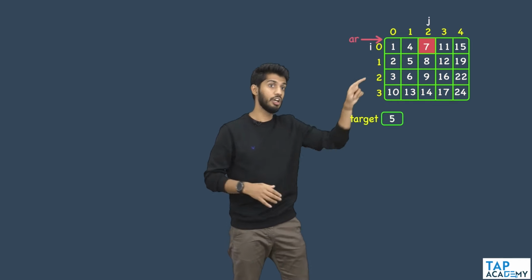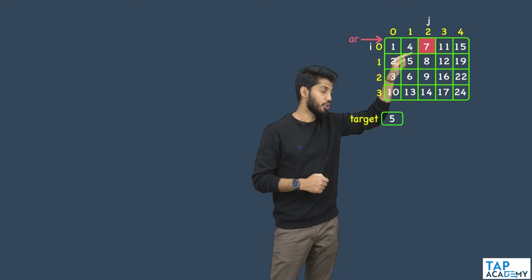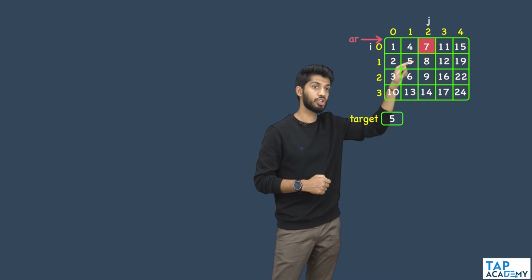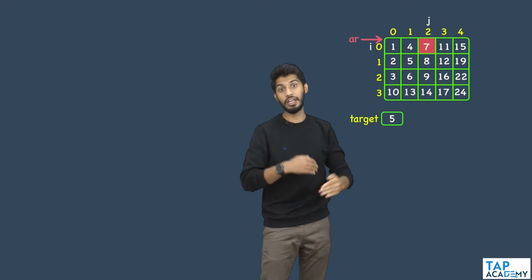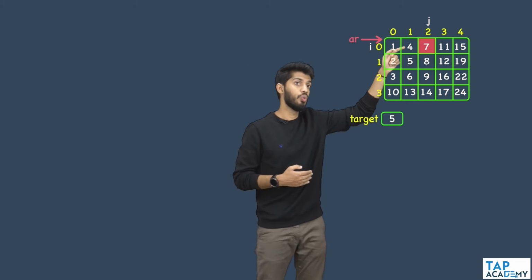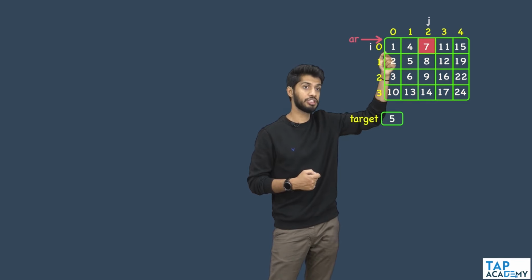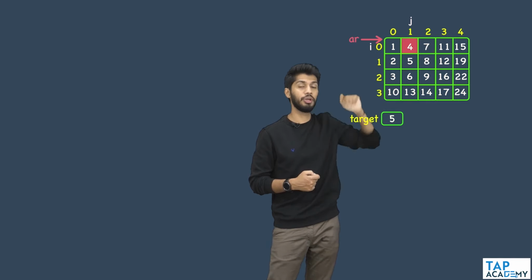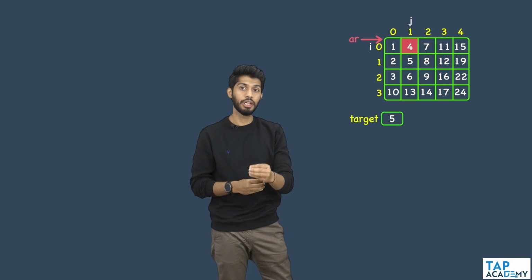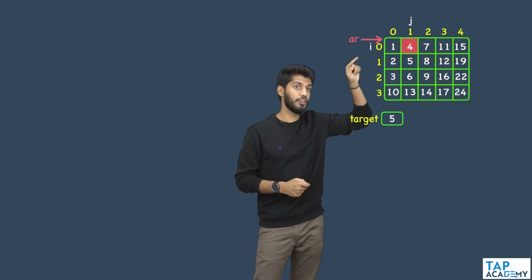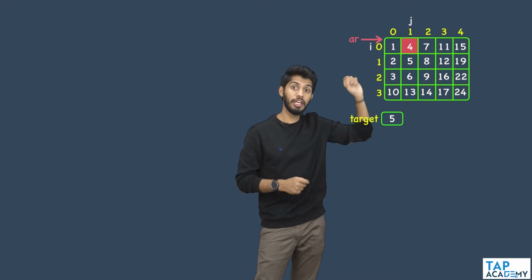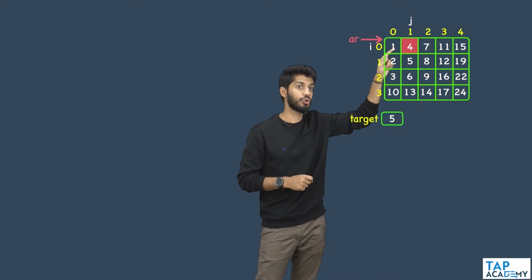Since it is lesser, you know very well, the element would not exist in this particular column, because all the elements below this are greater than 7. So what I can conclude is, the value of the target element will exist on this side, so I will reduce the value of j by 1. Now the value of j would have become 1 and the value of i is 0. So now the element that I have picked is nothing but 4.